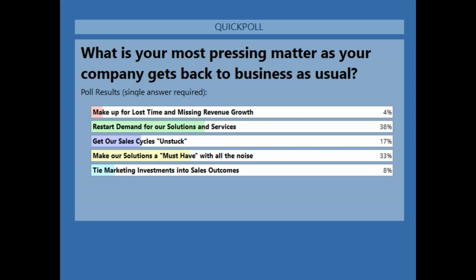So I've always found that to be interesting because when you think about selling to, let's say, other enterprises, you're looking at 30 different solutions across different functional areas. And the question always gets down to is, how do you make sure that your solution is at the top of the list? And then finally, 8% of you stated that it's important to tie marketing investments into sales outcomes.